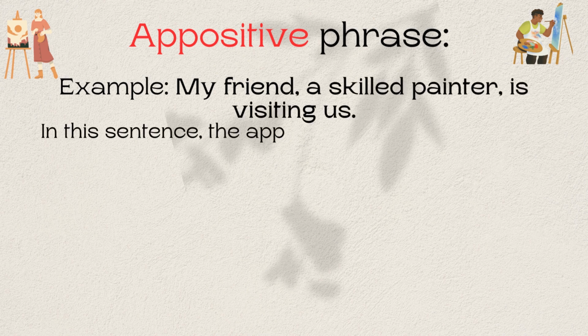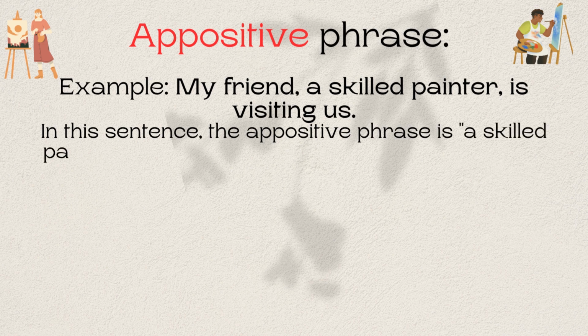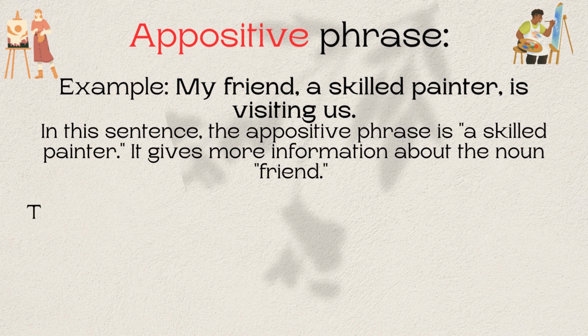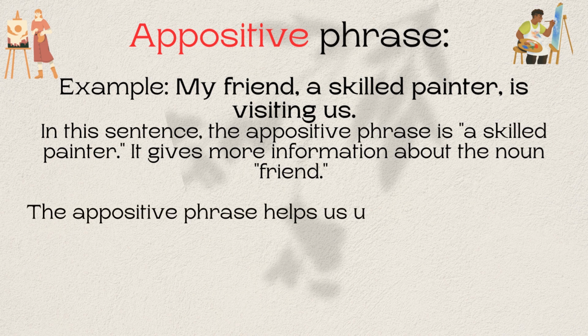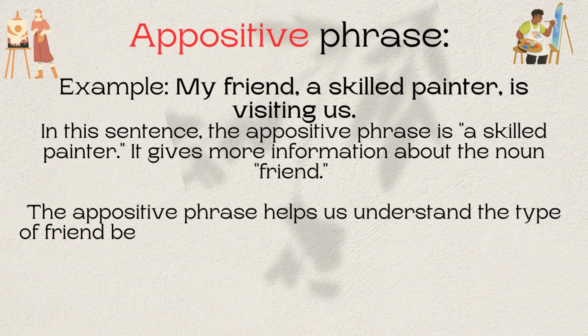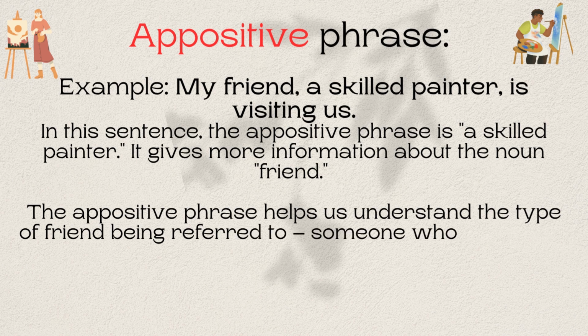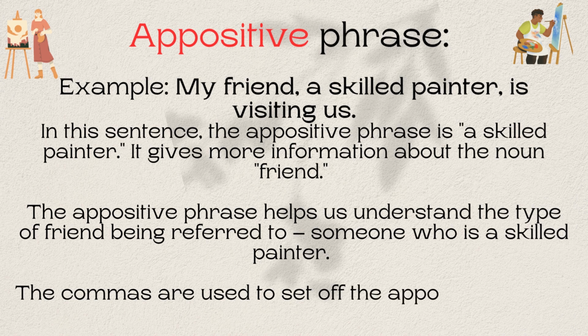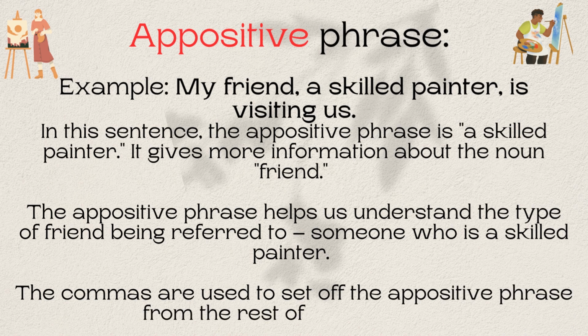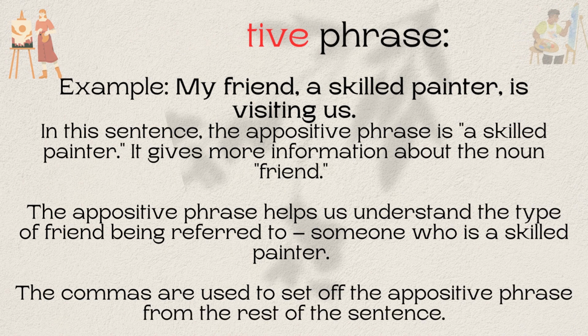In this sentence, the appositive phrase is a skilled painter. It gives more information about the noun friend. The appositive phrase helps us understand the type of friend being referred to, someone who is a skilled painter. The commas are used to set off the appositive phrase from the rest of the sentence.